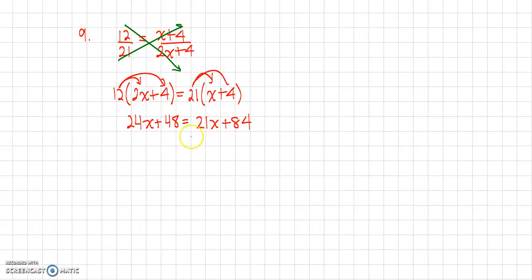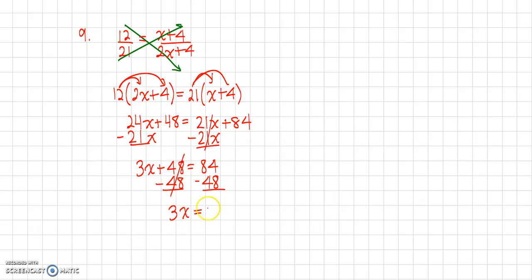So I'm going to get my x's together by subtracting 21x. That gives me 3x plus 48 equals 84. Now subtract 48 from both sides, and you have 3x equals 36. When you divide both sides by 3, you get the answer x equals 12, which is D.